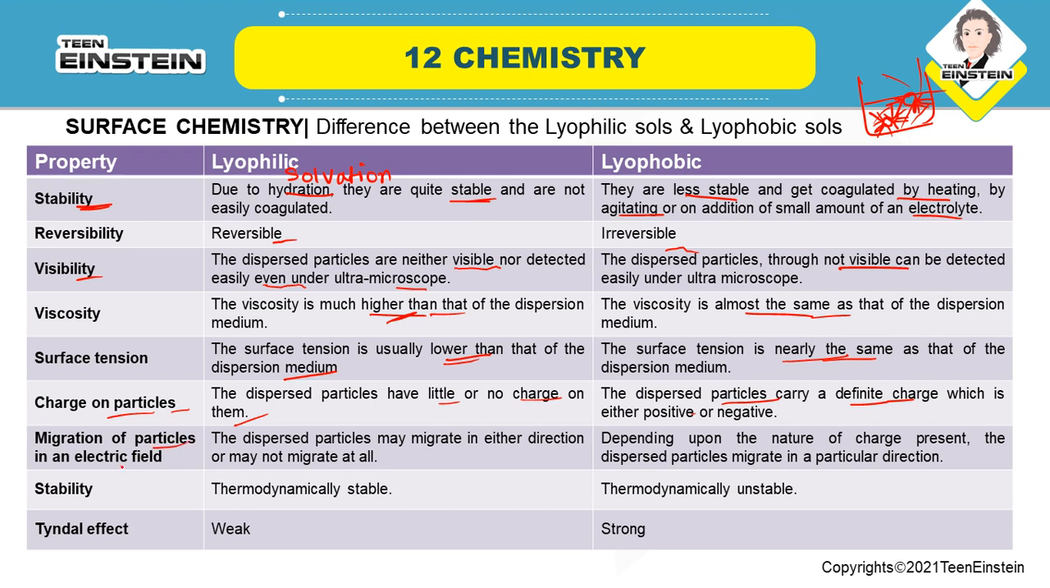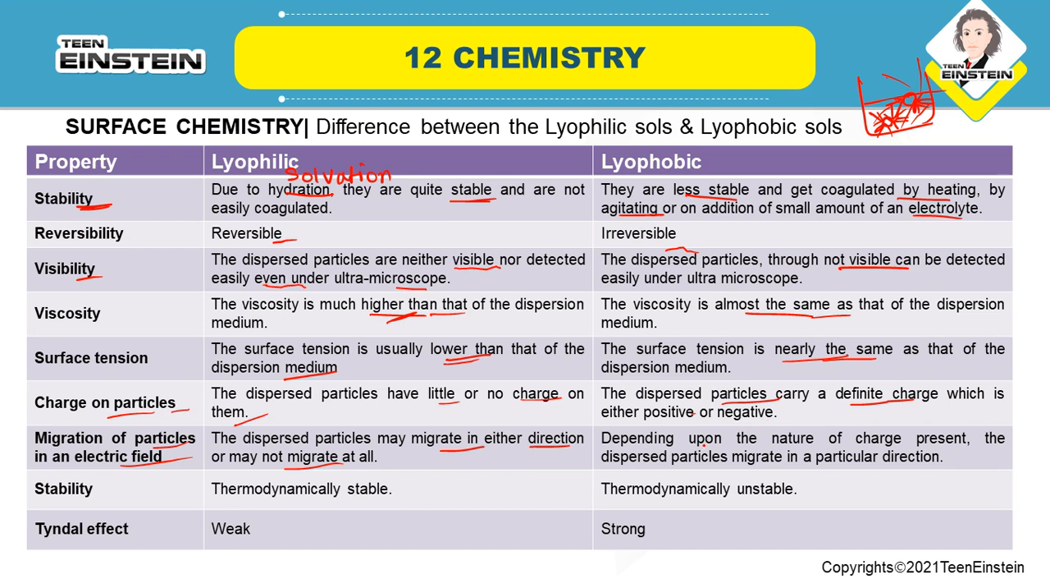Migration of particles in an electric field. Now, as there are charged particles present, if we place an electric field, dispersed particles may migrate in either direction or may not migrate at all, because here we do not have any specific charge. So when we apply an electric field, obviously there will be no such specific migration.